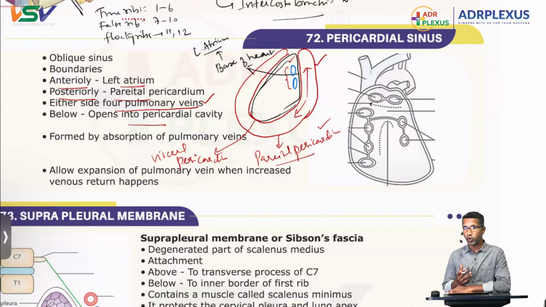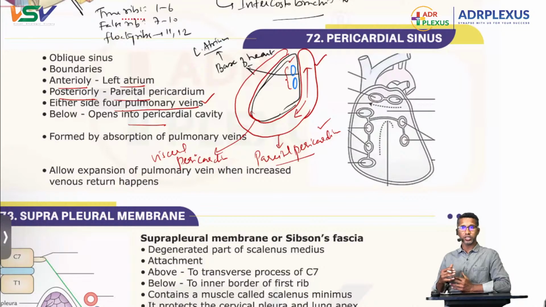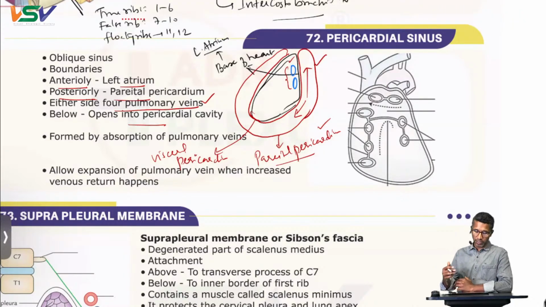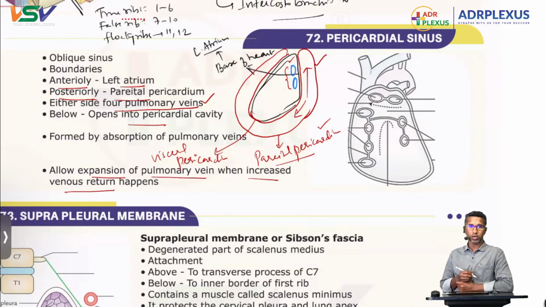What is the importance of the oblique sinus? Whenever there is increased cardiac activity, the increased venous return to the left atrium is accommodated by the expansion of the left atrium. For the left atrium to expand, there must be a cul-de-sac behind it into which it can expand easily. So that is why, for expansion of the pulmonary veins and the left atrium, there is a sinus behind it, which is called an oblique sinus.